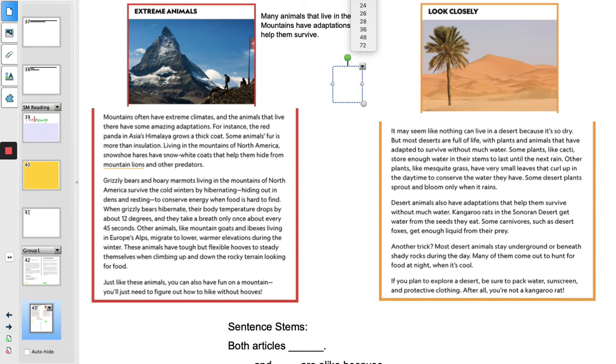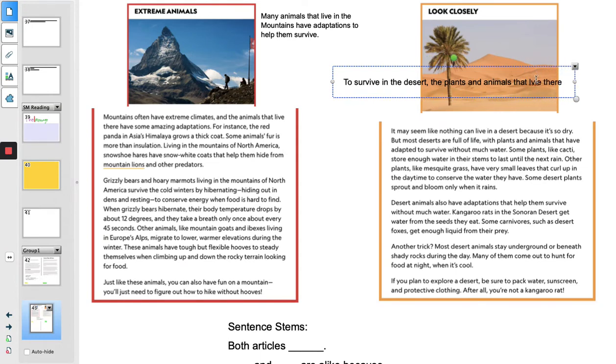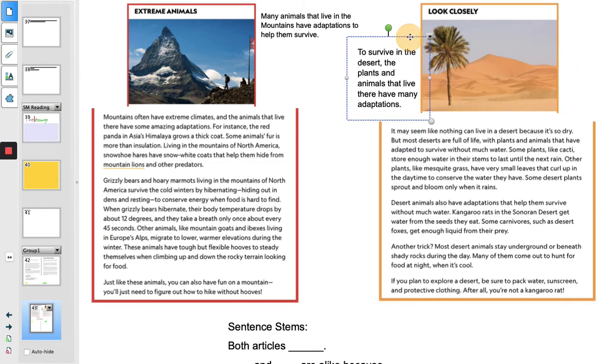And now I'm going to look at what is the main idea for my Look Closely. If I think about it, it talks about plants and animals that have adaptations. So to survive, it would help if I could type today, in the desert, the plants and animals that live there, wow, I cannot type today, have many adaptations. Alrighty. And so that is my main idea for my look closely article.